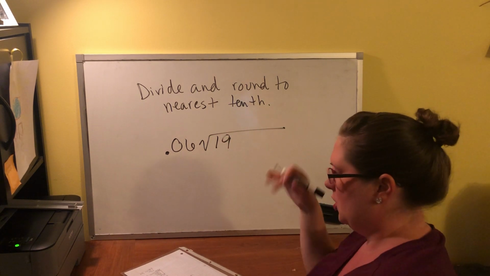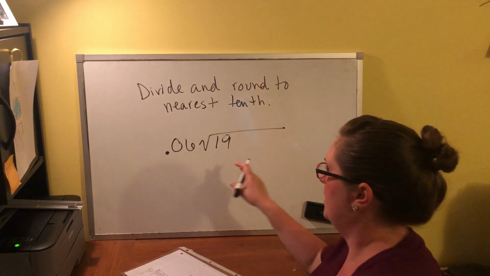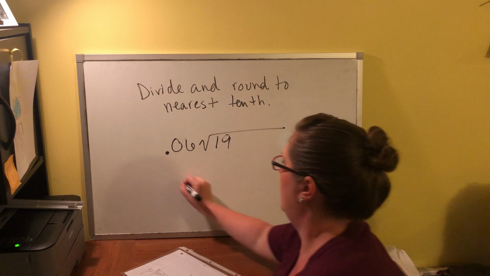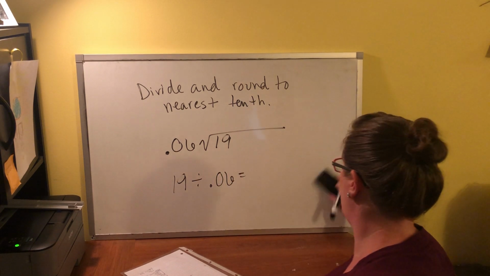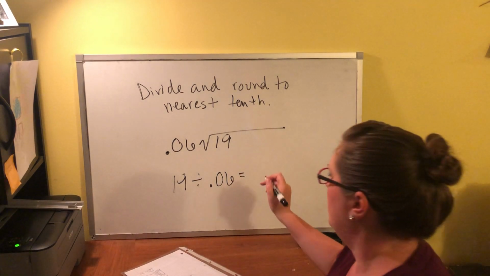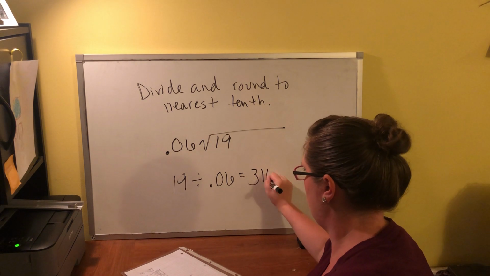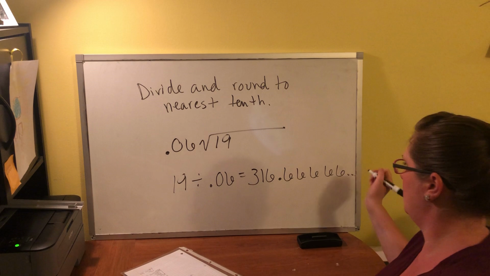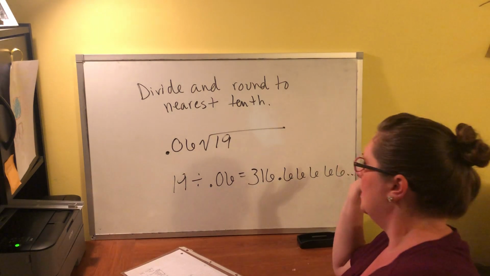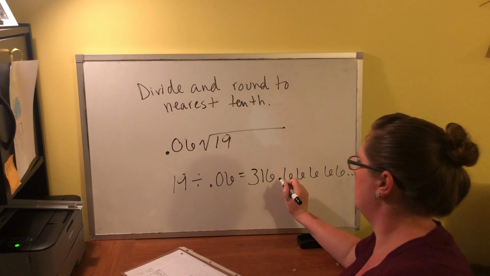So let's say you punch that into your calculator and you divide 19 by 0.06, okay? On your calculator, you're going to end up with 316.66666, so on and so forth. It fills up the entire screen. Okay, so that's a repeating 6.